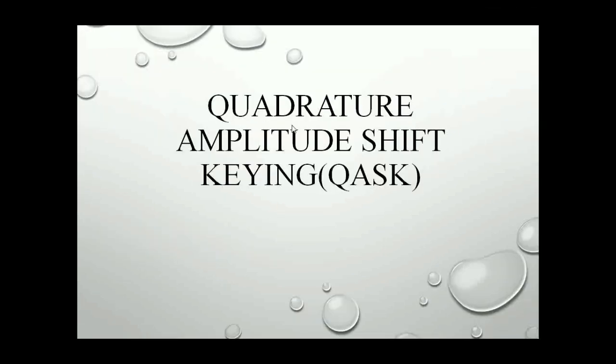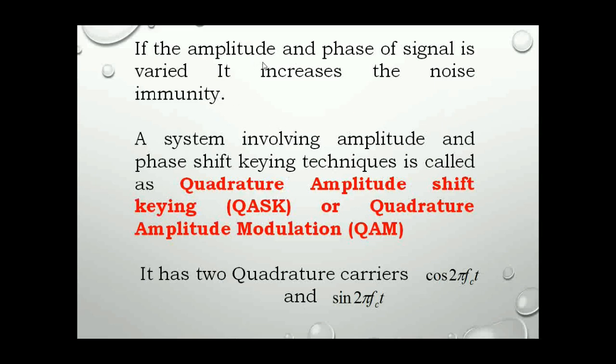Quadrature amplitude shift keying. If the amplitude and phase of the signal are varied, it increases the noise immunity. A system involving amplitude and phase shift keying techniques is called quadrature amplitude shift keying or quadrature amplitude modulation. It has two quadrature carriers, cos 2 pi FCT and sin 2 pi FCT. Mathematically, a QAM signal can be represented as follows.